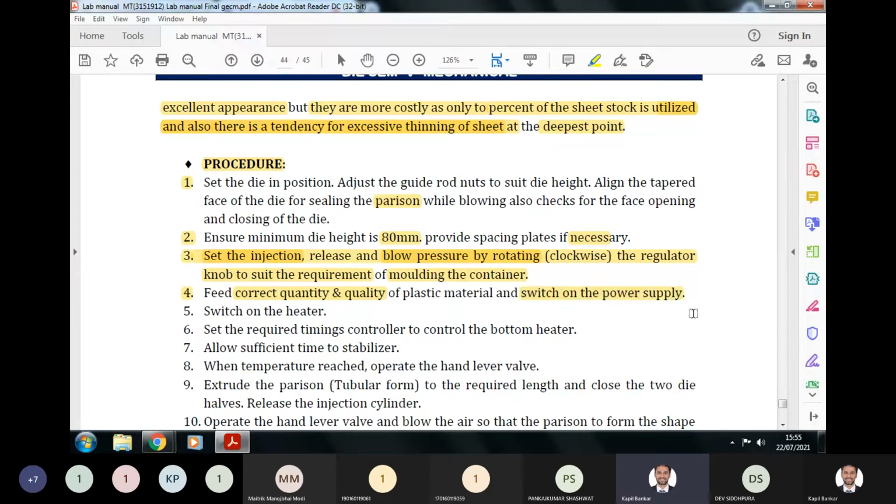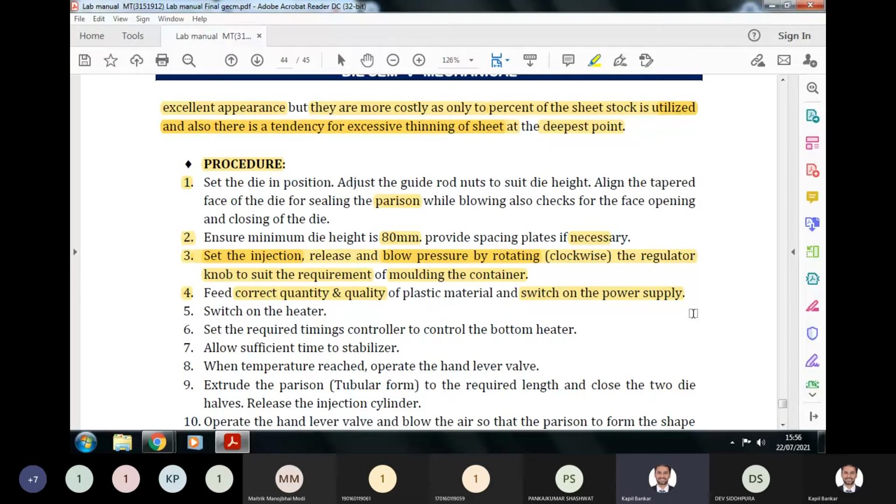ओके, सब पहले सेटिंग चेक कर लिया, डाई ओपन क्लोज हो रही है वो चेक कर लिया, पेरिजन का फ्लो की जो ट्यूब है वहां से परफेक्ट है वो चेक कर लिया. उसके बाद सेट कर दो नॉब को, इंजेक्शन को, कितना आपको क्वांटिटी और क्वालिटी चाहिए. फिर उसके बाद जब मटेरियल आप फीड कर दो, देन स्विच ऑन द मशीन so that machine will be on.